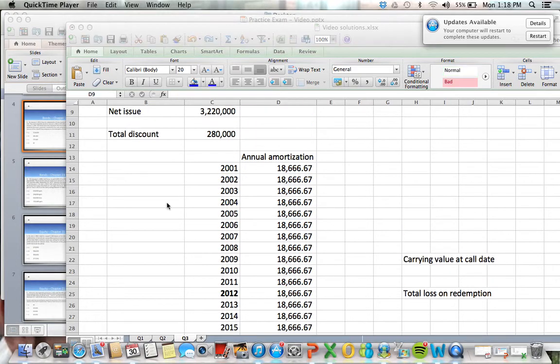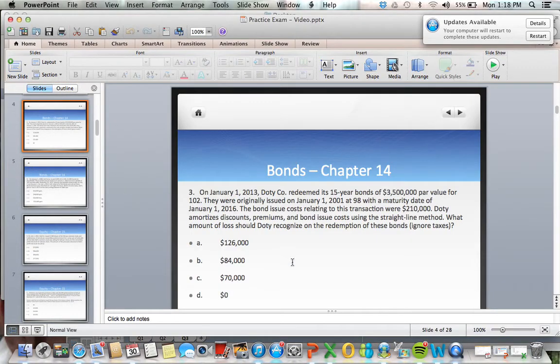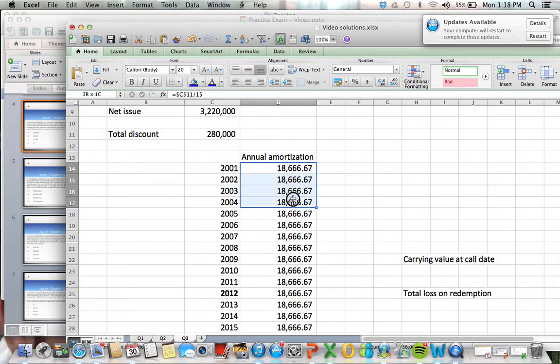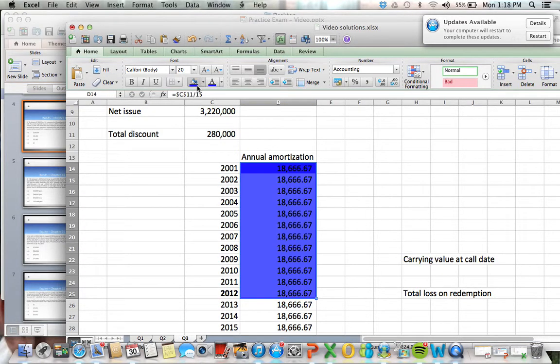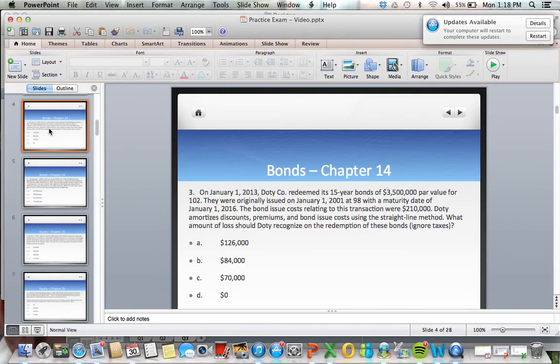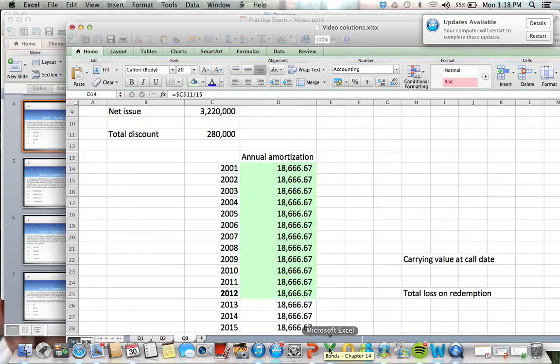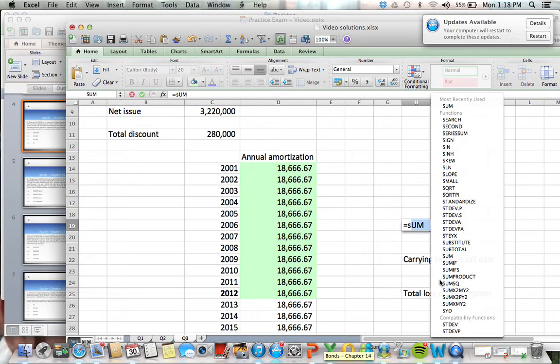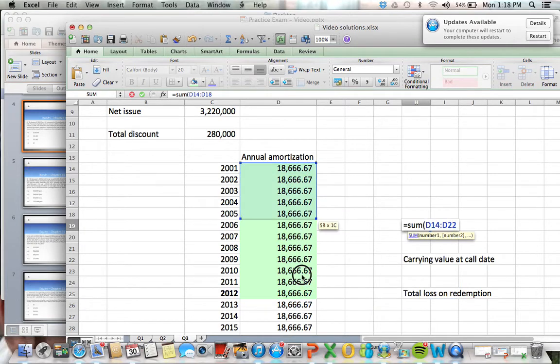Now, they're saying that the redemption occurred on Jan 1, 2013. So it occurred after 12 years. So if we go through this amount of amortization, we get to January 1, 2013. So we amortize all the way to January 1, 2013. And how much did we amortize? So we get this much amortization.